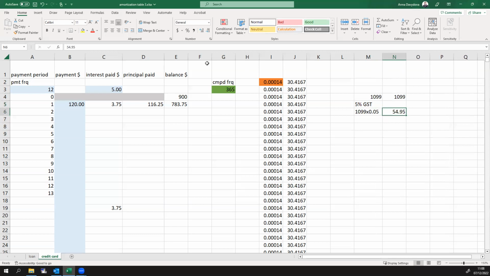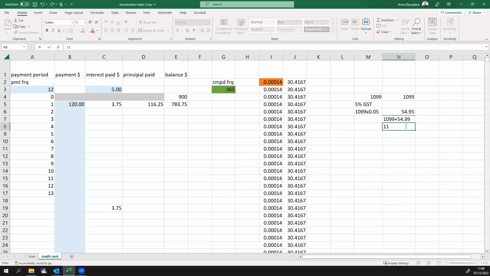So the total, I'm not using formulas in Excel here as I'm just demonstrating the solution to you, but I could use formulas too. 54.95, so the total is $1,153.95. You have to work with me with your calculator. That's our cost of the balloon ride.